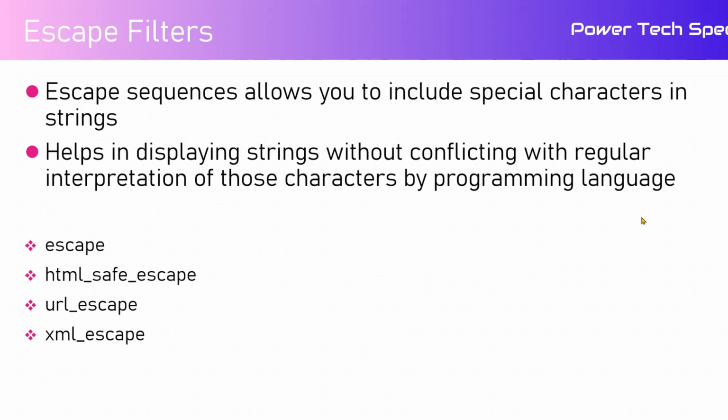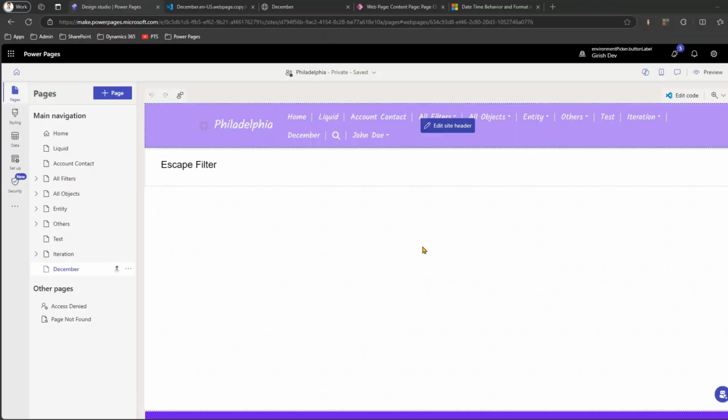There are four different types available: escape, html_safe_escape, url_escape, and xml_escape filters. I'm going to go through each one of these and show you in action.